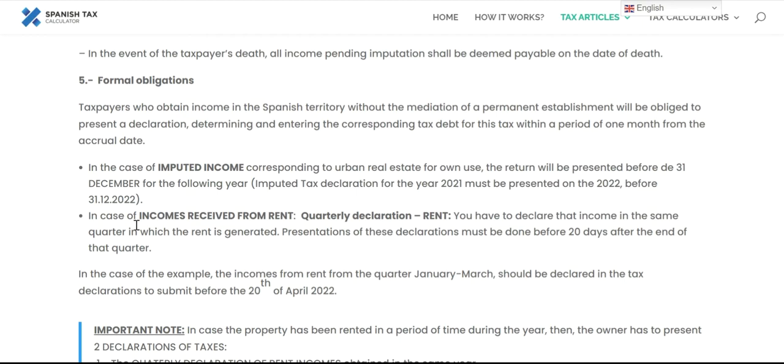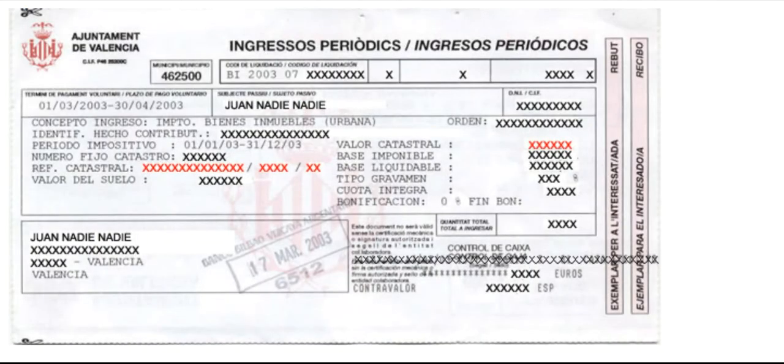Right now is the moment to know how the Spanish tax system calculates this imputed income, which in theory is not detailed. Purely, the way in which the Spanish system calculates this imputed income for properties that have not been used for obtaining income is the following. The Spanish system calculates 2% of the cadastral value of the property.